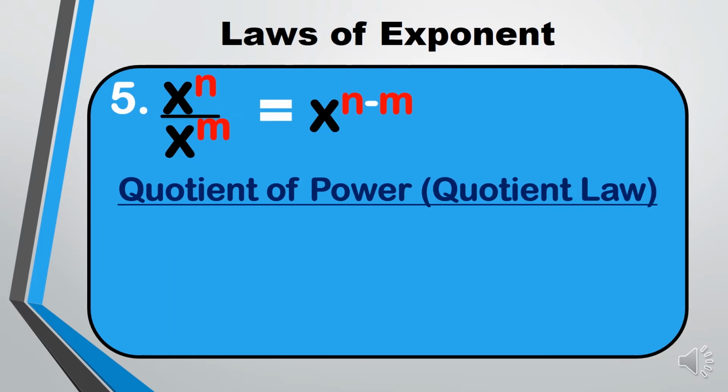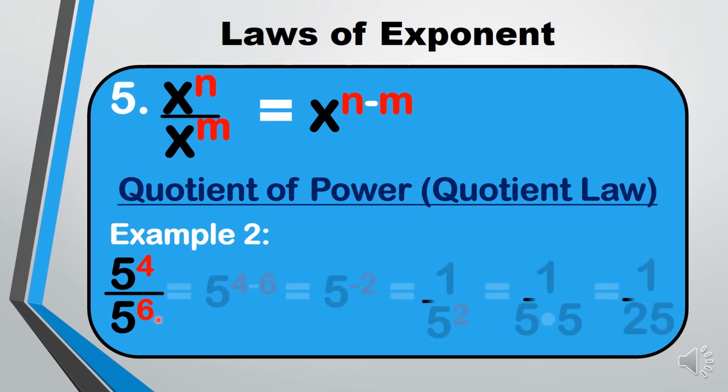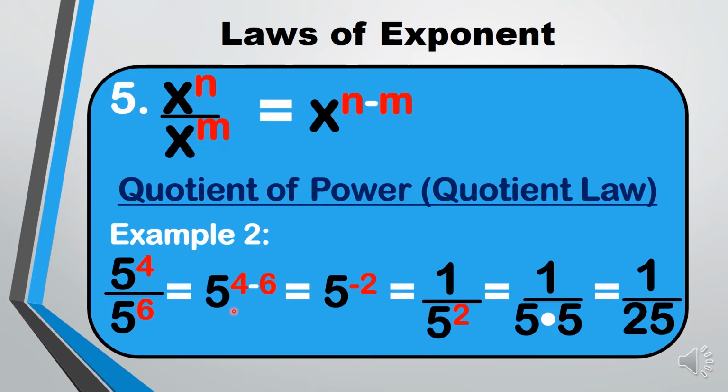Punta naman tayo sa pangalawang example na kung saan ang exponent ni dividend o nasa taas ay mas maliit kesa sa exponent ni divisor na nasa ilalim. 5 raised to 4 divided by 5 raised to 6. Ito ay magiging 5 raised to 4 minus 6.